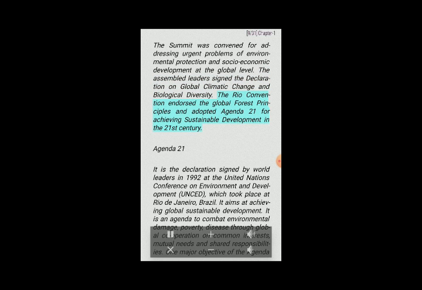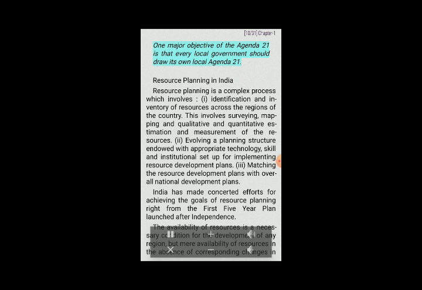The Rio Convention endorsed the globally adopted Agenda 21 for achieving sustainable development in the 21st century. Agenda 21. It is the declaration signed by world leaders in 1992 at the United Nations Conference on Environment and Development, UNCED, which took place at Rio de Janeiro, Brazil. It aims at achieving global sustainability. It is an agenda to combat environmental damage, poverty, disease through global cooperation on common interests, mutual needs, and shared responsibilities. One major objective of the Agenda 21 is that every local government should draw its own local Agenda 21.